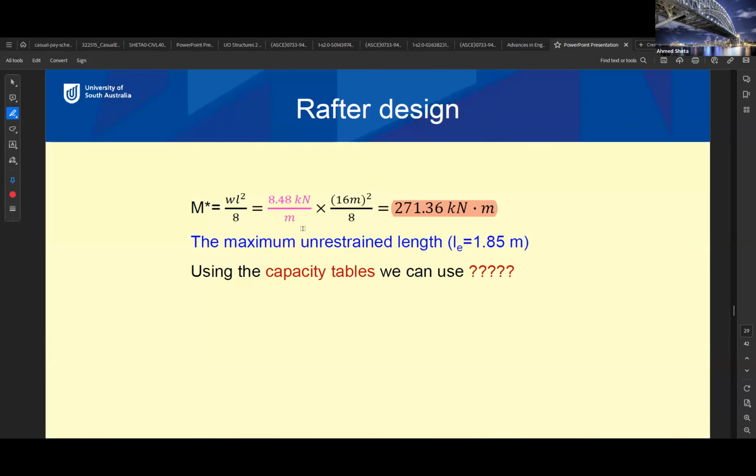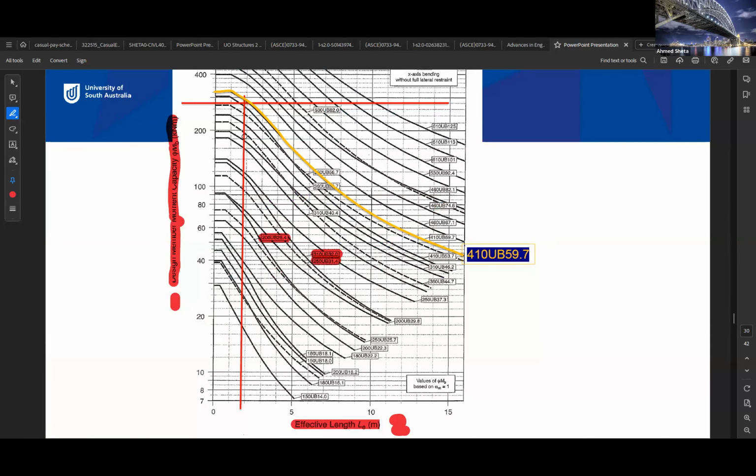So what we have calculated in the previous step, the moment. How much is the moment? 271.36. So this will be on the left-hand side, up there on the y-axis. So you have to draw a line, something like this. Okay, so this is what we are using from the moment. What else? The effective length. What is the effective length? It's the length of the beam.